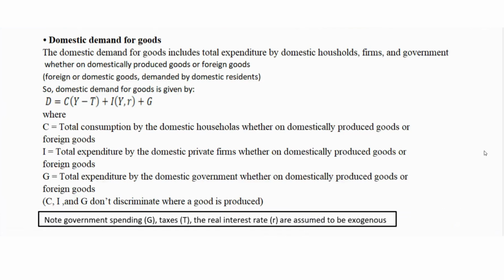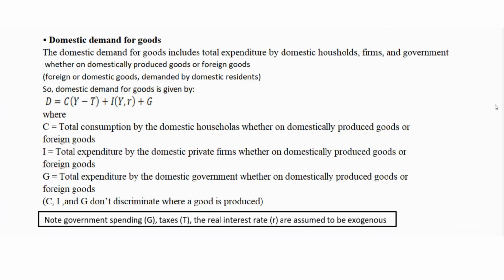So domestic demand for goods is given by C plus I plus G, because whenever we talk about C, it is the total consumption by domestic households, whether on domestically produced goods or foreign goods. I is the total expenditure by domestic private firms, whether on domestically produced goods or foreign goods. G is the total expenditure by the domestic government, whether on domestically produced goods or foreign goods. Whenever we talk about C, I, and G, they don't discriminate where a good is produced. They include the expenditure, whether on domestically produced goods or foreign goods.